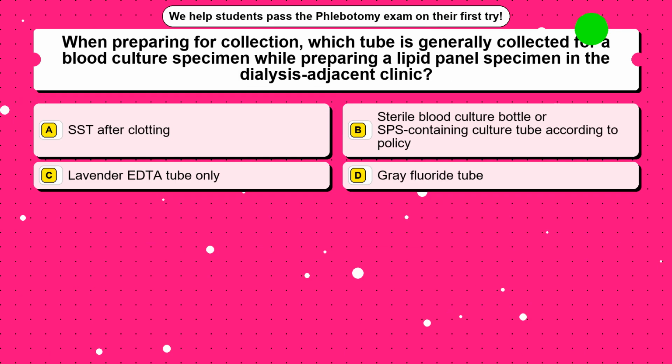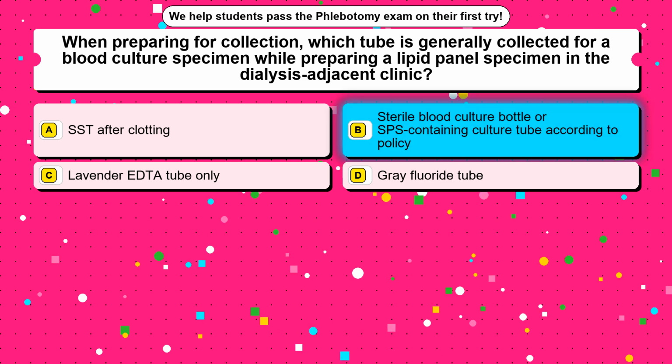Question 42. When preparing for collection, which tube is generally collected for a blood culture specimen while preparing a lipid panel specimen in the dialysis adjacent clinic? Option A, SST after clotting. Option B, sterile blood culture bottle or SPS containing culture tube according to policy. Option C, lavender EDTA tube only. Option D, gray fluoride tube.